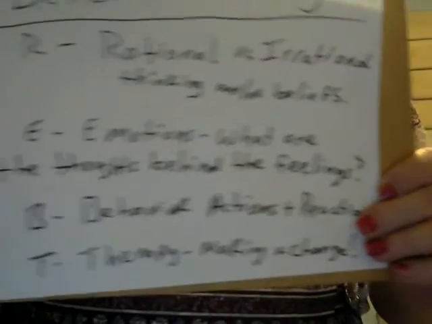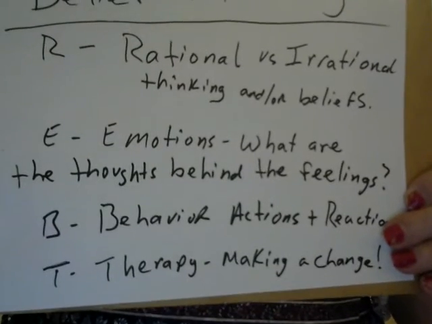And that is where we get into the B, which is the behavior part, okay? Behavior, actions, and reactions. And this is what you can start to change. You can start to change the way that you behave and react towards things. You can start to recognize that, hey, wait a minute, that's not really happening now. I'm not a child anymore. I'm an adult. I don't have to be afraid.